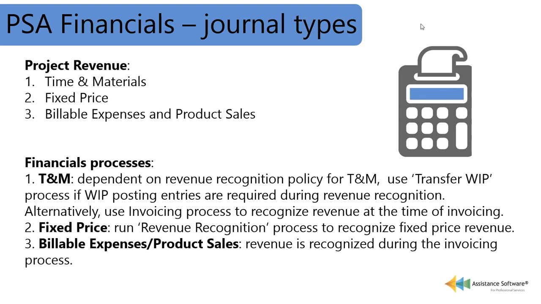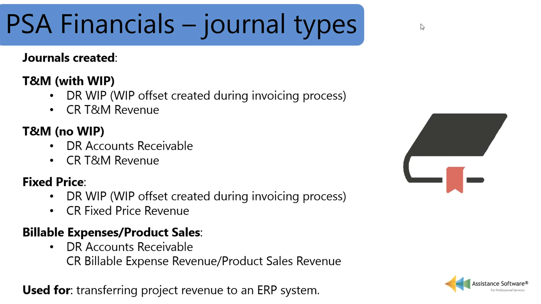For fixed price, revenue is recognized when you run the revenue recognition process, and it will create suggested revenue amounts based on the percentage of completion, and we'll take a look at how those amounts are calculated in a few minutes. Billable expenses and product sales: the revenue for these items is recognized during the invoicing process.